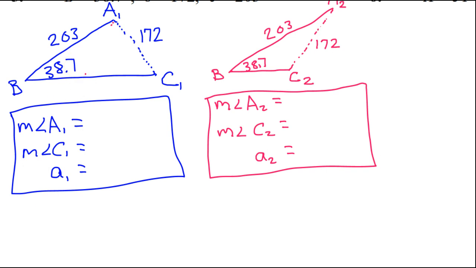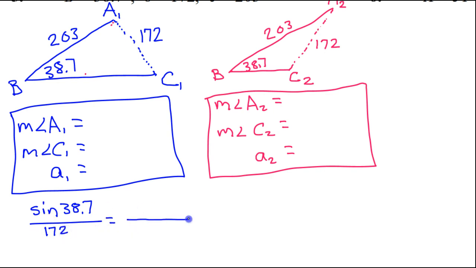Okay, so looking ahead, I see the 203 is across from angle C. So that's the next thing we're going to be able to find. So I am going to target angle C1. Since I'm looking for an angle, when I set up the law of sines, I'm going to put my angles in the top. So I'm going to have the sine of 38.7 over 172.